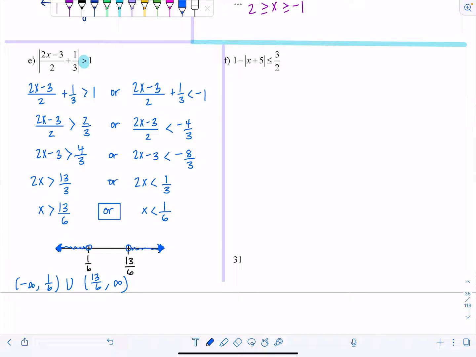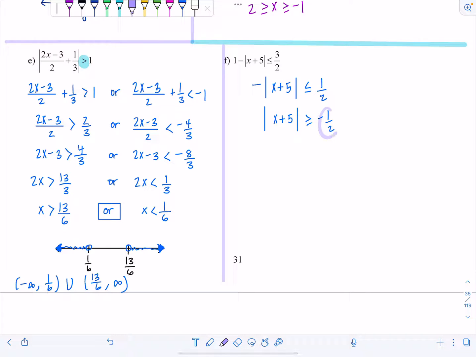Okay, last one like this. 1 minus absolute value of x minus 5 is less than or equal to 3/2. We've got to get that absolute value by itself first, right? So let's subtract 1. So negative absolute value of x minus 5 is less than or equal to 3/2 minus 1, which is positive 1/2. Now I'm going to multiply through by a negative, or divide by negative 1. Same thing: I have to flip the direction of the inequality, and this is now negative 1/2.